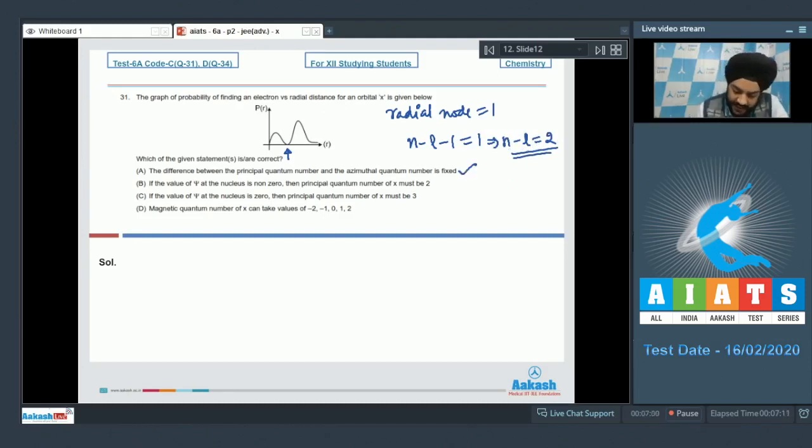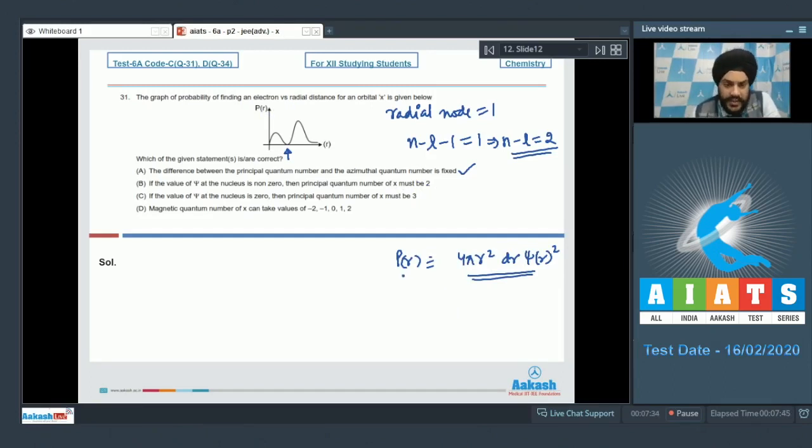So option A is correct, students. If we talk about option B now, if the value of psi at the nucleus is non-zero, then the principal quantum number X must be 2. So students, we have been given the graph of PR. So PR is 4 pi R square dr into psi R square. So this is the probability function, students.